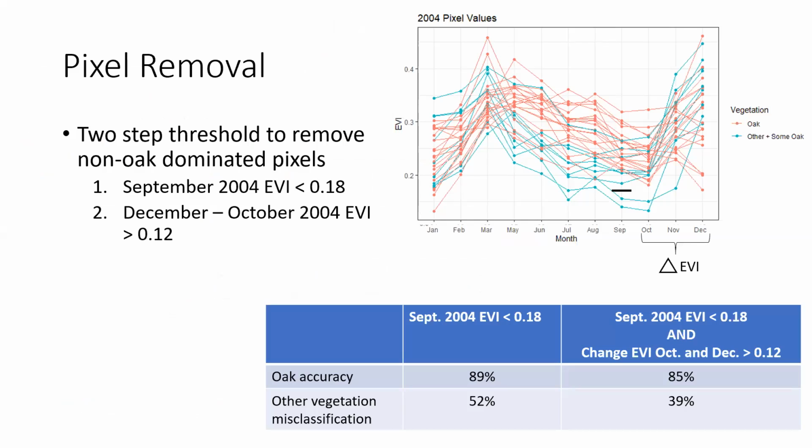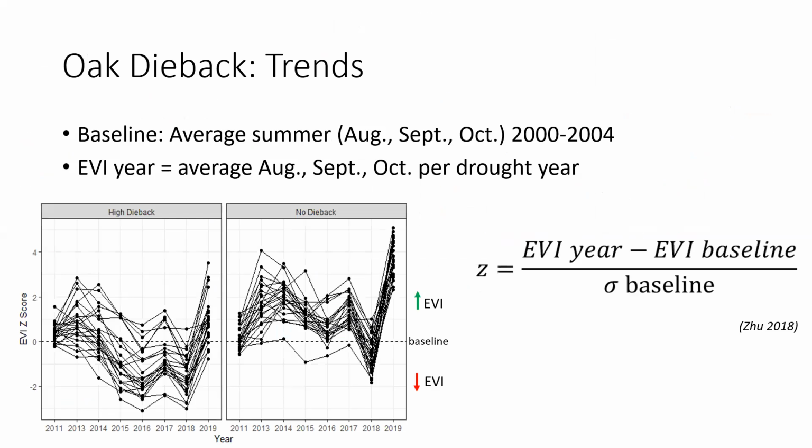I used a z-score to assess the effects of drought on oaks. This method compares average summer EVI during the drought to a pre-drought baseline. Most oaks with dieback experienced a notable decrease in EVI 3 years into the drought, after 2014, but oaks with no dieback did not have noticeable loss in EVI until 7 years into the drought in 2018, and they had a much larger increase in EVI after the drought, which ended in 2019.